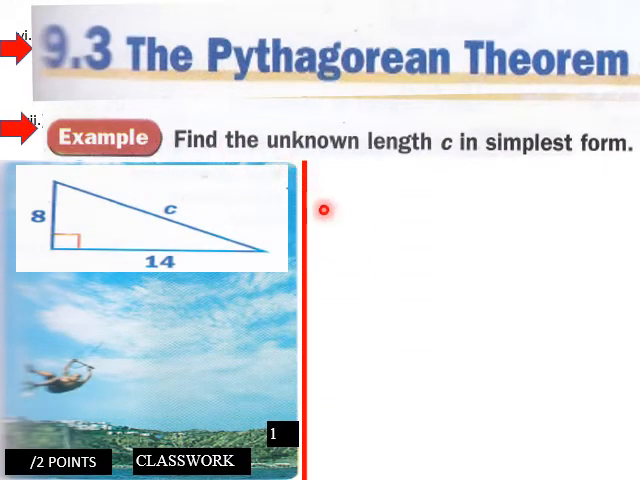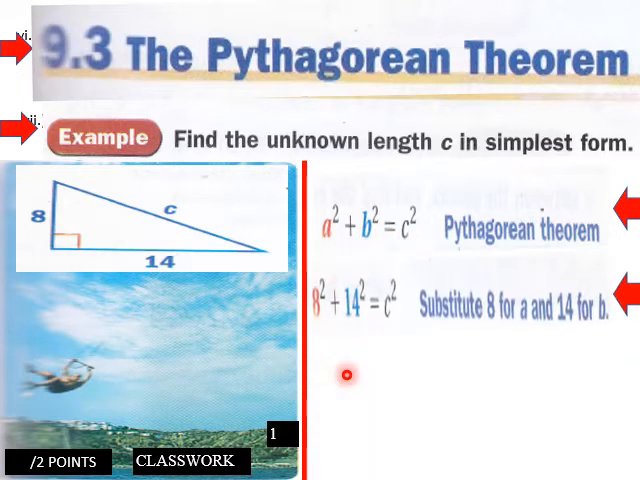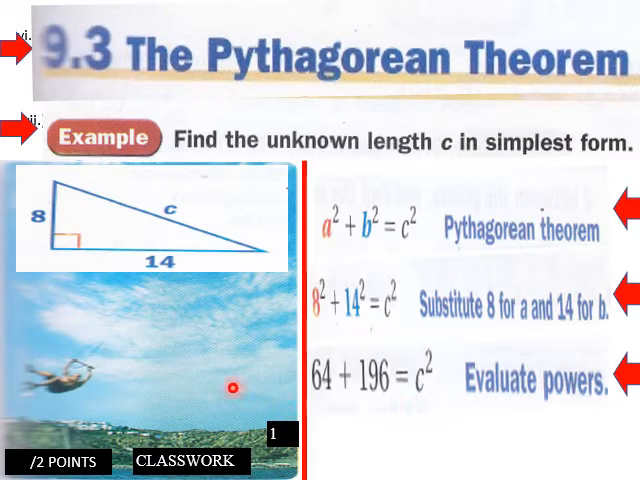Find the unknown length C, so we need to find this length here in simplest form. It looks like we've got a right triangle, so we can use our Pythagorean theorem, a squared plus b squared equals c squared. To do that, we plug in our values: 8 squared plus 14 squared equals c squared. Substitute 8 for a and 14 for b, and then we can solve for c.